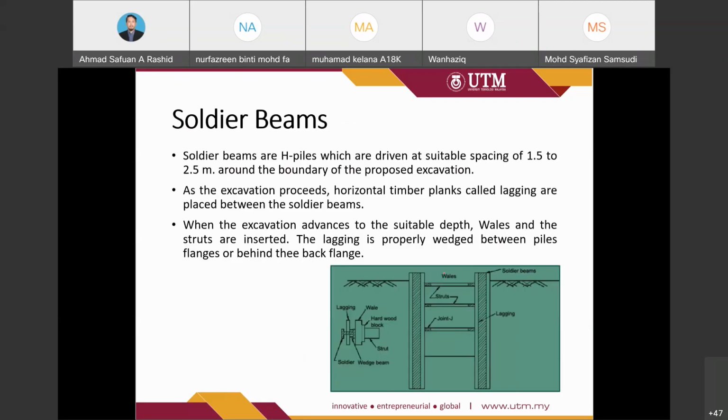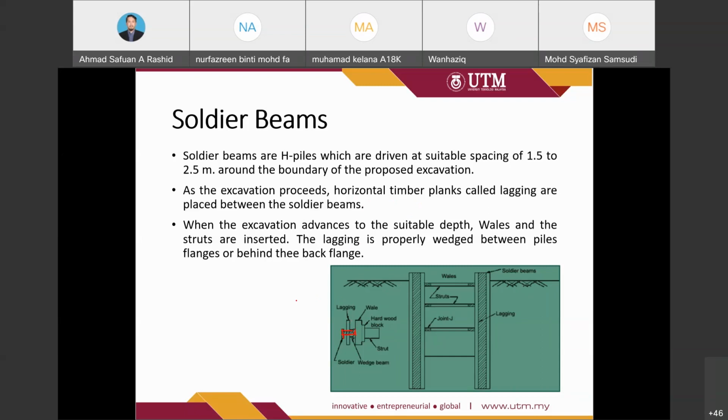Another method they call soldier beams, which are H piles. So this is the H pile. They are driven at a suitable spacing of 1.5 to 2 meter around the boundary of the proposed excavation. As the excavation proceeds, horizontal timber planks, they use timber sheeting called lagging, are placed between the soldier beams.